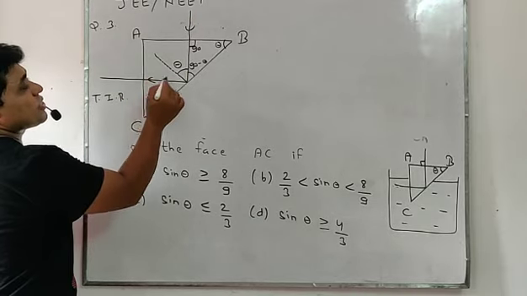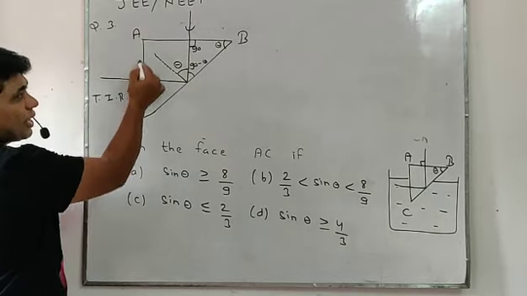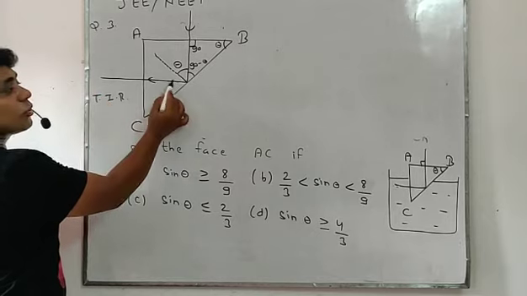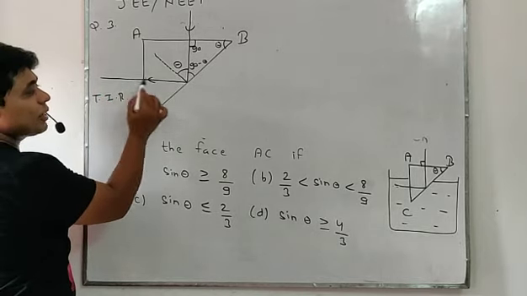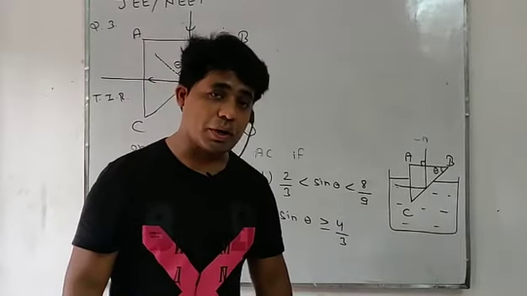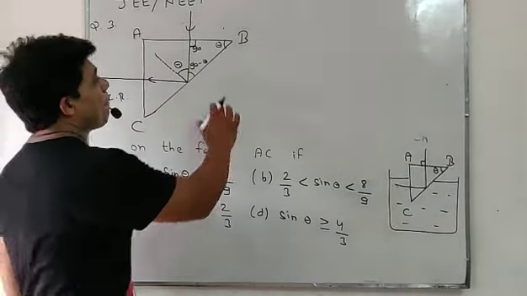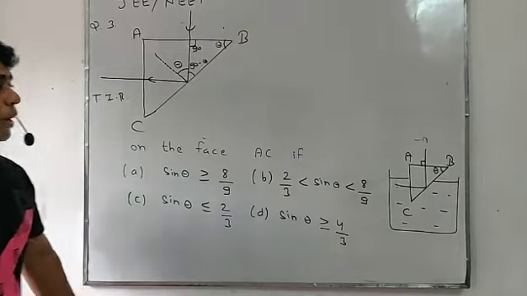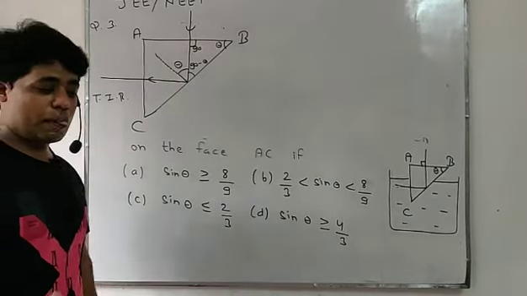The light should pass through the surface AC like this. For that condition, passing the light from the face AC, we have to find the value of angle theta. Okay, look students.